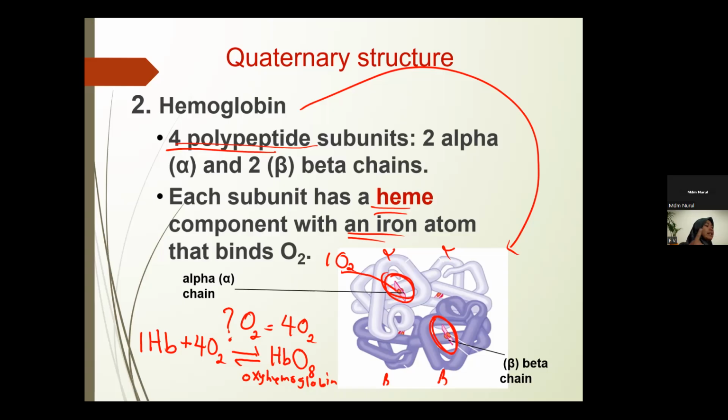Understand? So we have example collagen and hemoglobin. So collagen ada 3 polypeptide, hemoglobin ada 4 polypeptide subunit. Okay, right. Okay, next one.